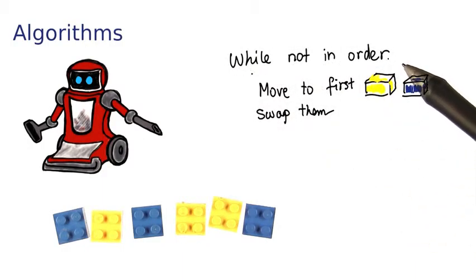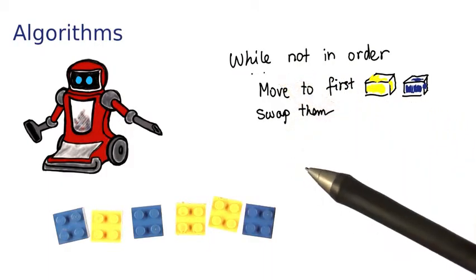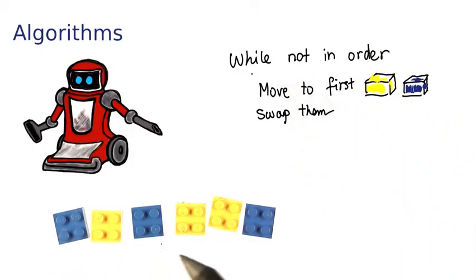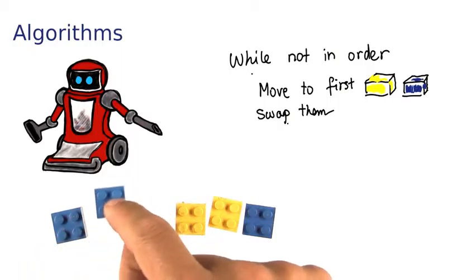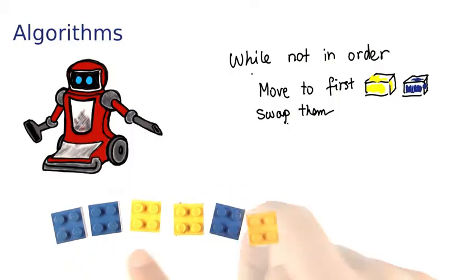Our pseudocode here asks Robbie to repeatedly execute these statements, namely, while the blocks are not yet in order. Each time, Robbie is supposed to scan the sequence of blocks, find the first one that's yellow before a blue one, and swap them. So Robbie would go along, starting at the left, until it finds a yellow one before a blue one, swap the 2, and then it would do it again. In the next step, it would scan from the left until it finds a yellow one before a blue one, and swap them, and again.